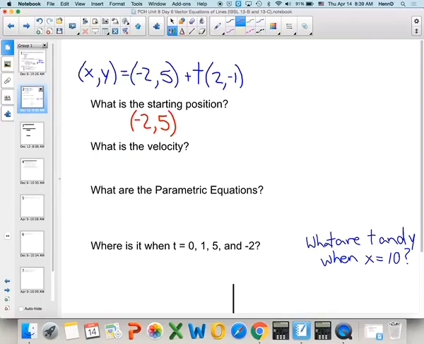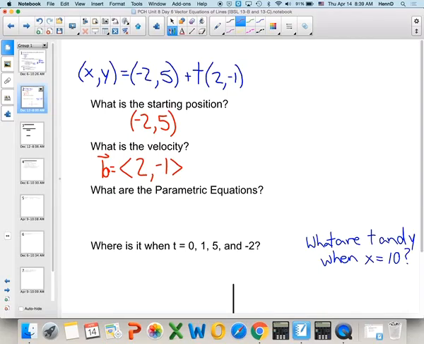When you're thinking starting position, it's kind of like when you had y equals mx plus b. Your y-intercept was that thing that was added on, that did not have the variable with it. Well, in this case, it's the part that's added on that doesn't have that parameter t with it, okay? So that's your starting position, -2, 5. What's our velocity in this case? 2, -1. Good, it's the vector 2, -1, okay? So b, the velocity, is that.